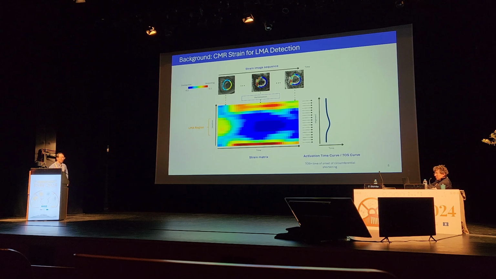So how about activation time? We use this TOS, or time of onset of sequential shortening, to quantify the activation time. If we select the activation time for each location along the myocardium, we can have such a TOS curve. And visually, if we overlap the TOS curve with the strain matrix, you can see it passes through the yellowish region.